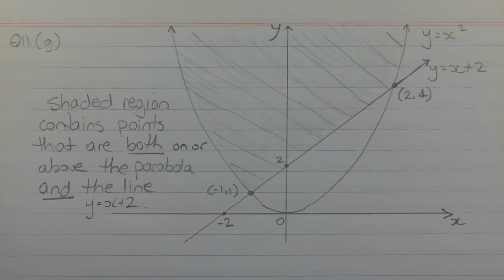So we're interested in the shaded region that is both on or above the parabola. So that could also include here as well, but it must also be on or above the line. And so here's the shaded region that satisfies simultaneously both of these conditions.